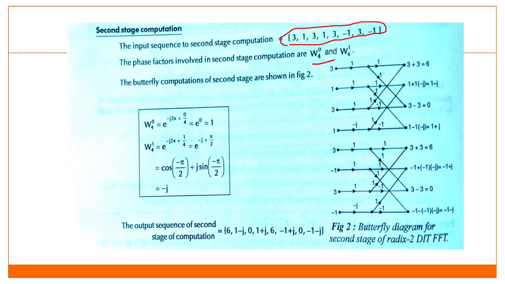That is nothing but W4 to the 0 and W4 to the 1. These are the twiddle factors. So for half you have to write down 1, and for half you have to write down how much? Minus 1. And W4 to the 0, its value is how much? 1, over here. I have written over there.